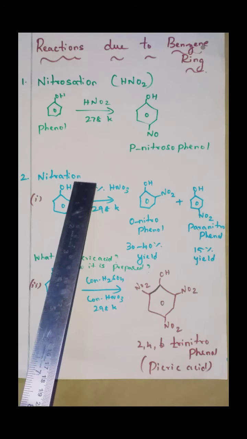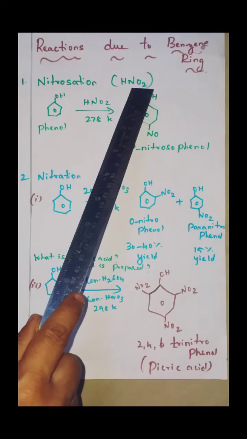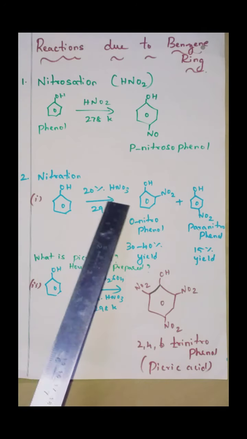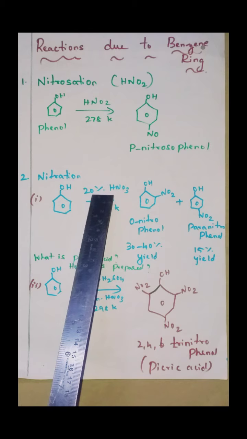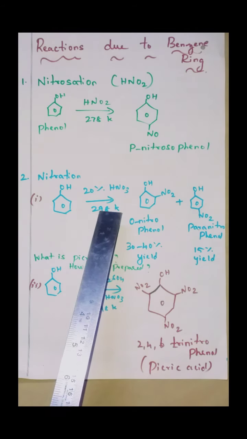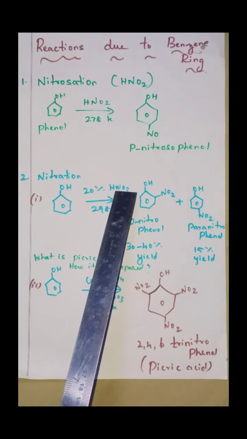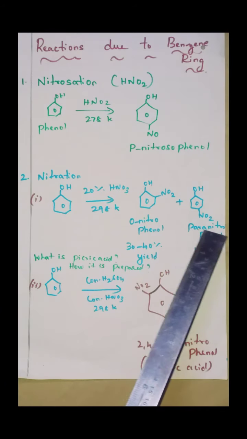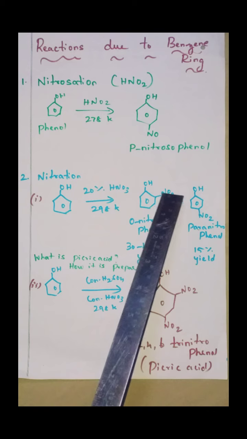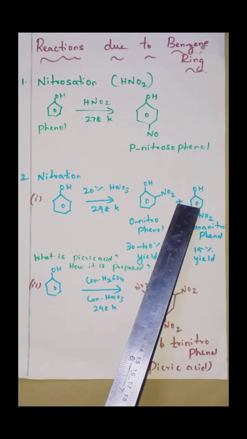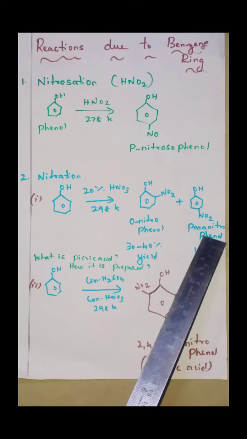Second, nitration reaction. Nitrosation means nitrous acid. Nitration means nitrating mixture, that is when phenol is reacting with 20% nitric acid at 298 Kelvin. So only nitric acid. It forms ortho as well as para. So ortho product, ortho nitrophenol. This NO2 group is called nitro. Ortho nitrophenol and para nitrophenol is obtained.